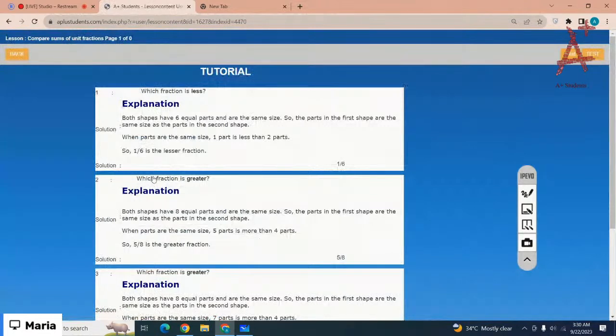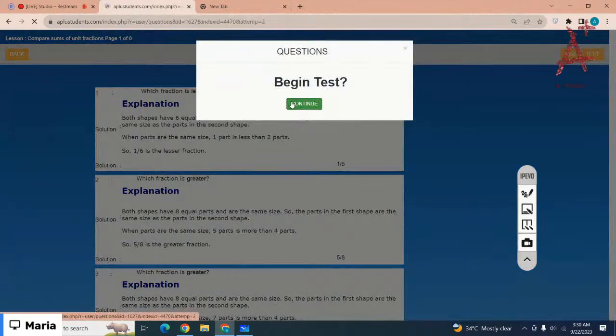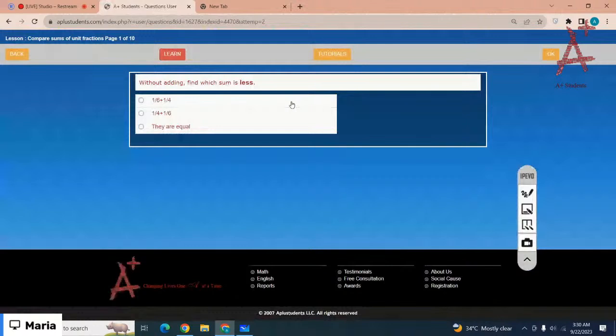Okay, so basically unit fraction means compare, you have to compare two of the fractions, right? Let's start with the test questions because here you are not given examples. Okay, without adding, which sum is less? The fractions are 1 by 6 plus 1 by 4. The second one is 1 by 4 plus 1 by 6. So which is the correct option?